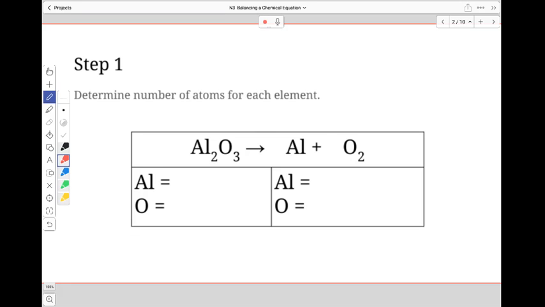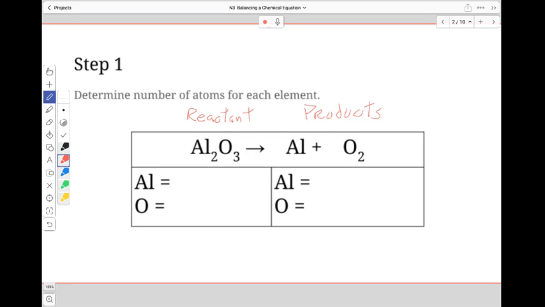We are going to count the number of atoms of each element. I always start going from left to right. So I always start on the reactant side, and go to the product side.